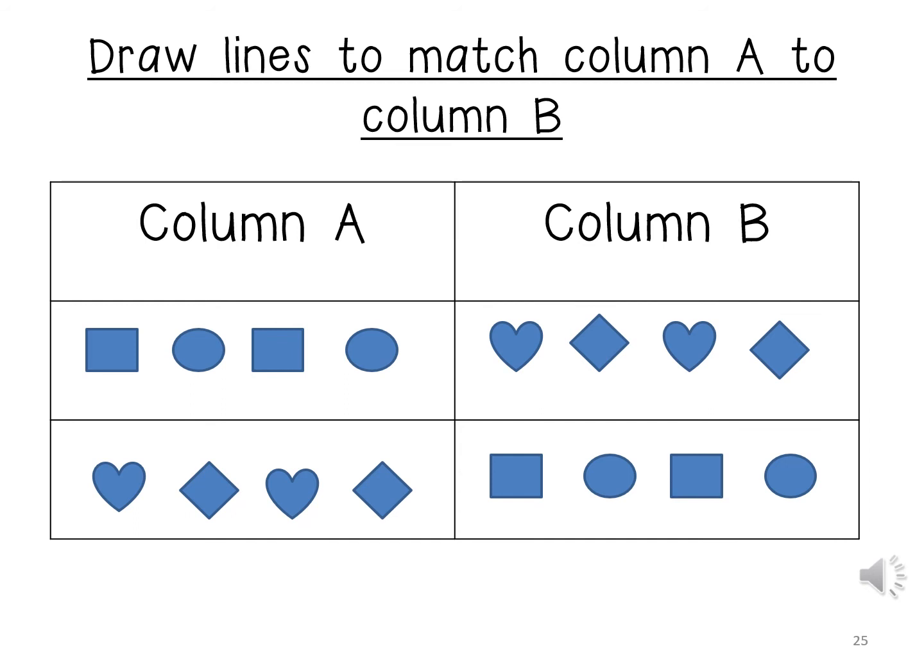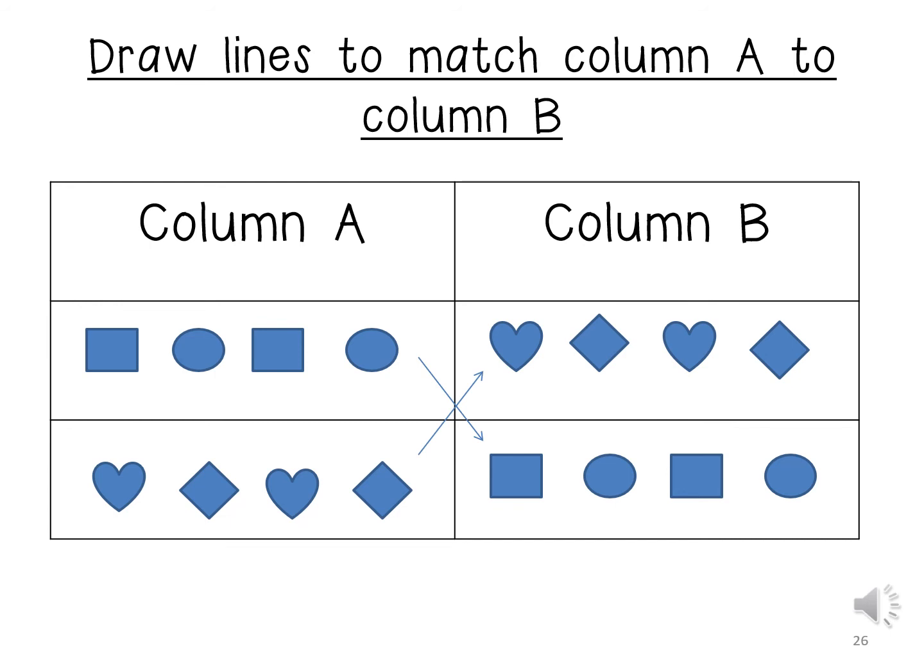And in the second block, we have heart, diamond, heart, diamond. Now let's look at column B. In the first block at the top, we have heart, diamond, heart, diamond. And in our second block, we have square, circle, square, circle.